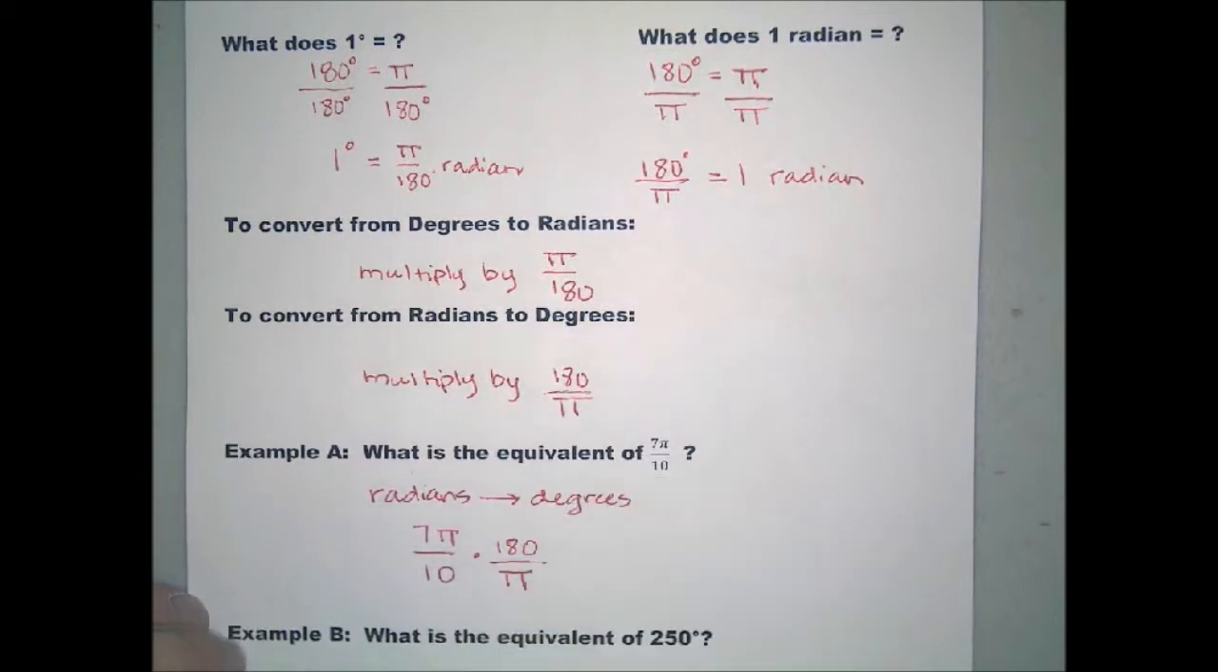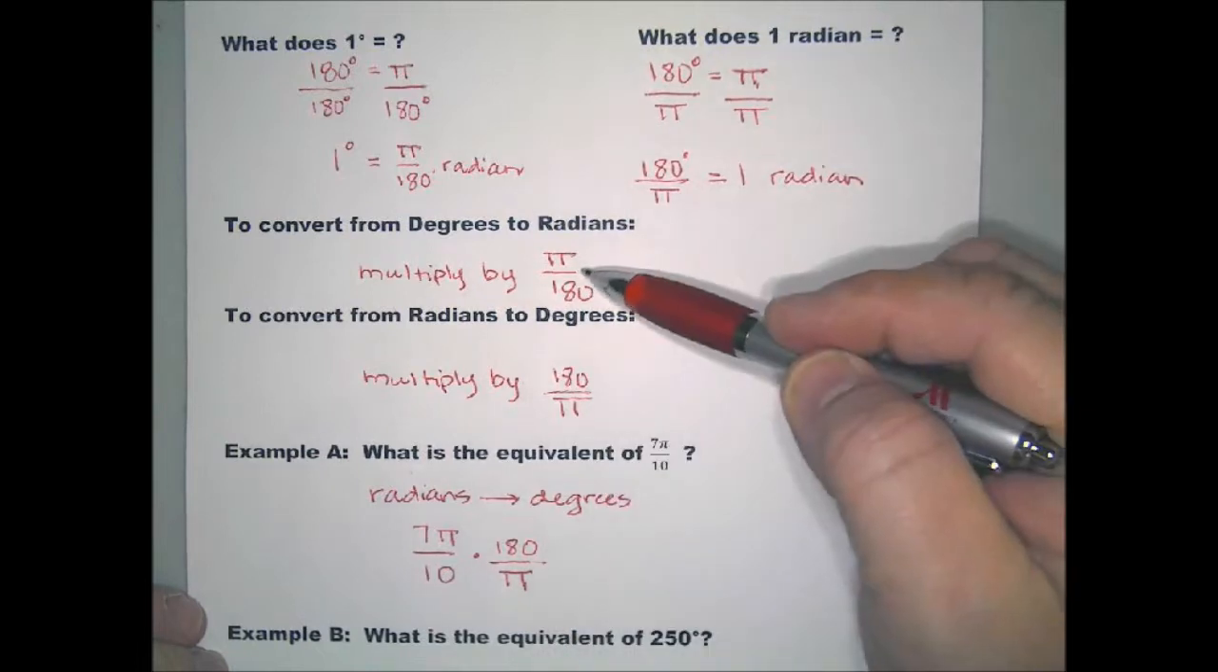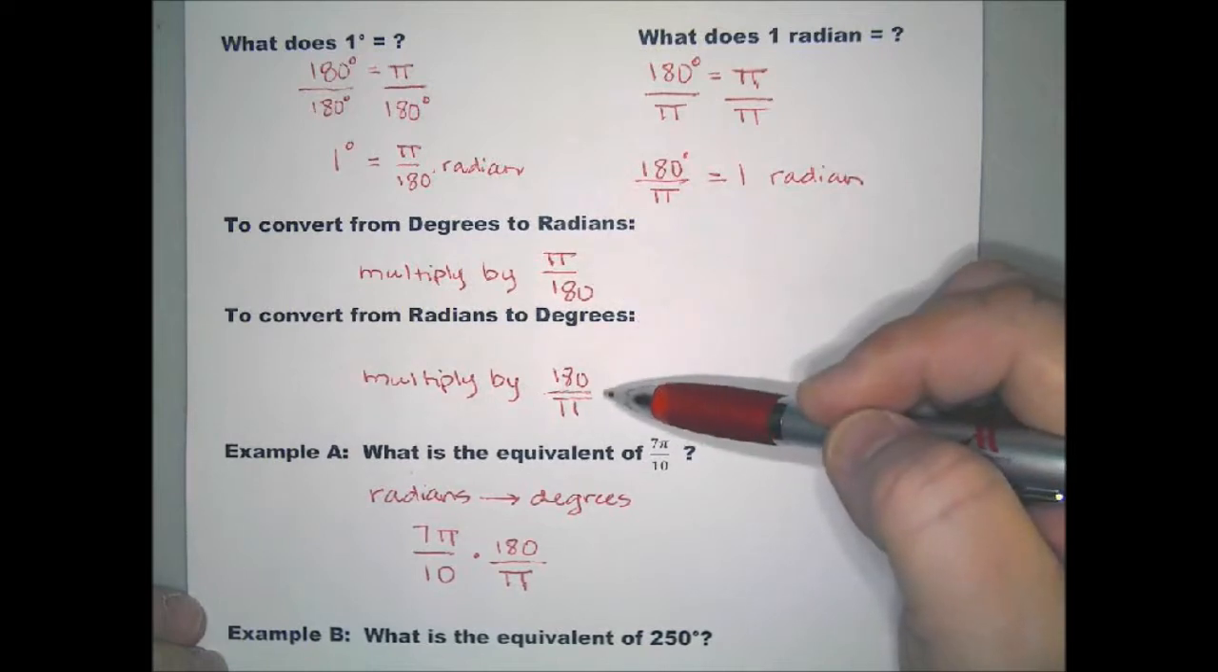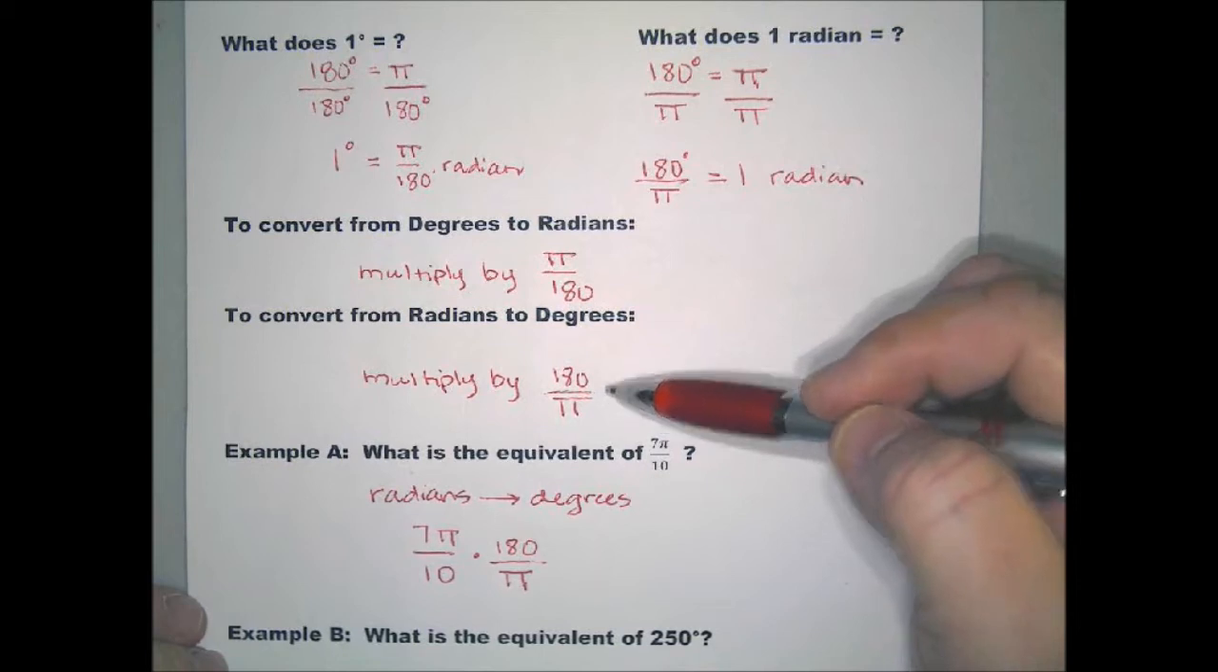Now, here's a way I help my students with this. If I'm in radians, I'm going to see a pi. If I'm in degrees, I am not going to see a pi. So that pi has to somehow cancel and go away. Well, it isn't going to cancel and go away if I multiply by pi over 180, but it is going to cancel and go away if I multiply by 180 over pi. So that's what I'm going to do.